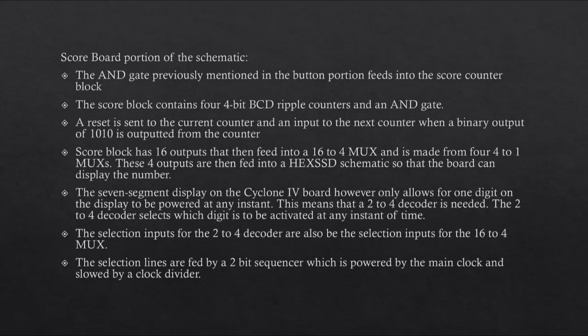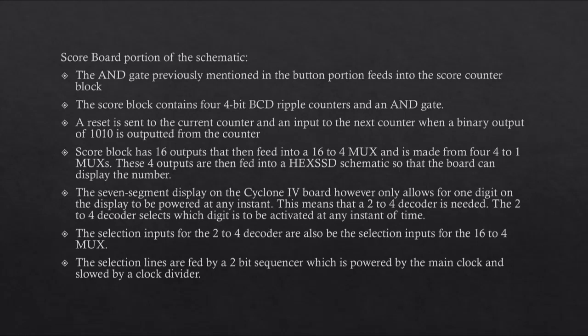The 2 to 4 decoder selects which digit is to be activated at any instant of time. The selection inputs for the 2 to 4 decoder will also be the selection inputs for the 16:4 multiplexer, so that the correct number may be displayed on the correct digit at the right instant.